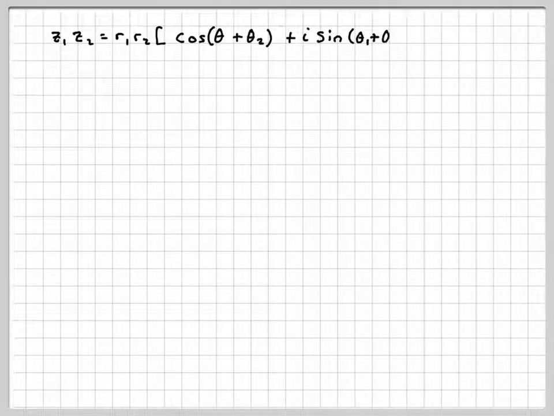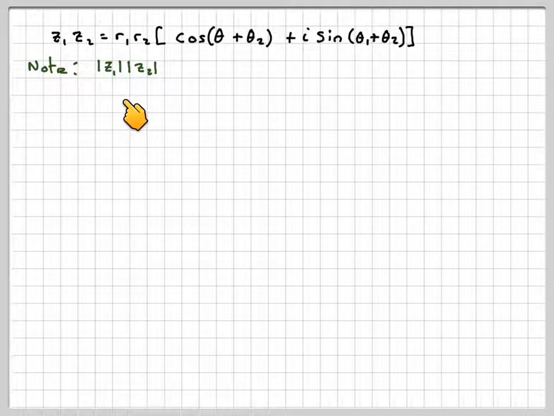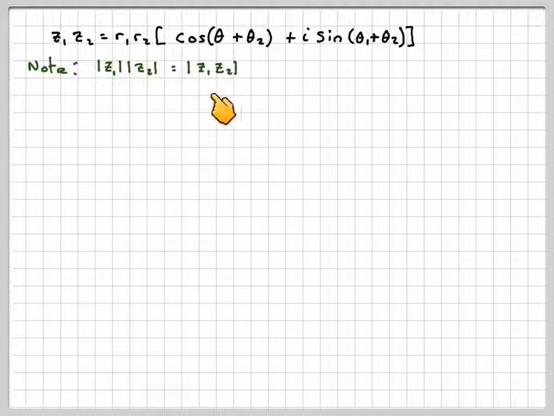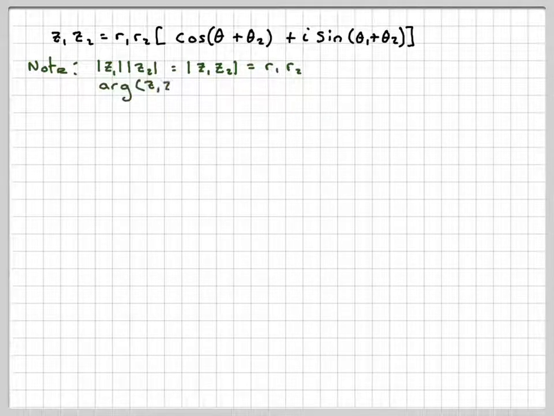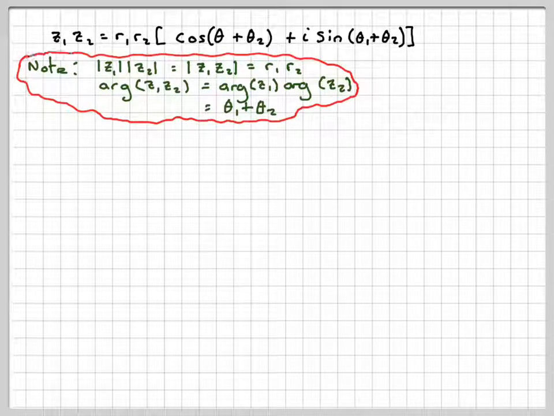Just write that out again. And then from that we can deduce that the modulus of complex number 1 and complex number 2 multiplied together is the same as multiplying the two moduli together, r1 r2, and for the argument of z1 z2, you add the arguments of the two complex numbers. So you just add theta 1 and theta 2.